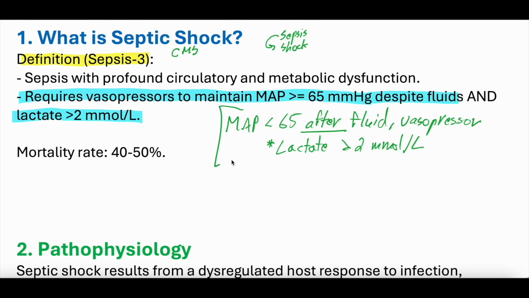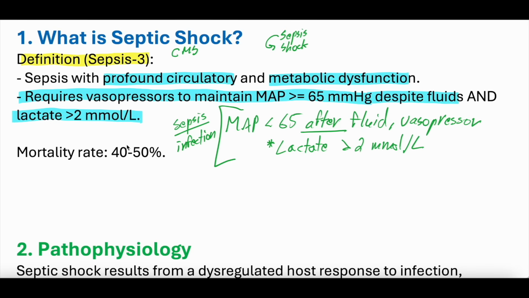Obviously, the preceding rule here is you also have to have sepsis. You have to have an infection somewhere. So it has to be an infection that is leading to host immune dysregulation that then is leading to hypotension, a MAP of less than 65 after fluid resuscitation, requiring a vasopressor with some end organ damage, that lactate greater than 2. Okay. If we go to more informal definitions, sepsis with shock is profound circulatory and metabolic dysfunction, right, that can lead to that tissue hypoxia, which can lead to hypotension and shock.